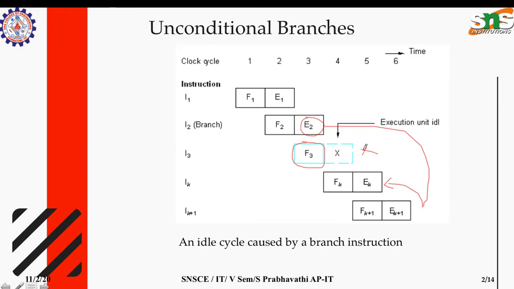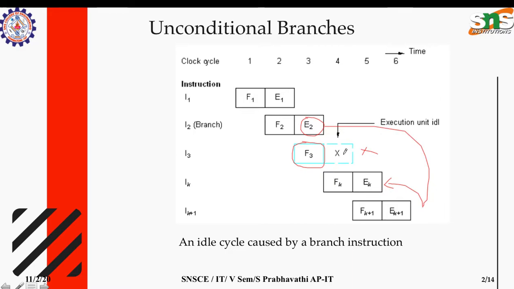Okay, and it proceeds by executing instruction Ik plus 1, Ik plus 2, etc. So this is the situation why stalls are introduced in branching. And we will see how to avoid this branching also. So this is one stall introduced. Stall means an idle stage at a particular pipeline stage. Here it is the execution stage. This isn't executed, is it not? That is said to be a stall.